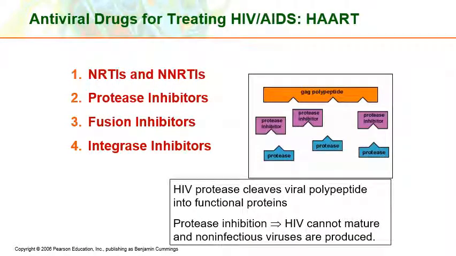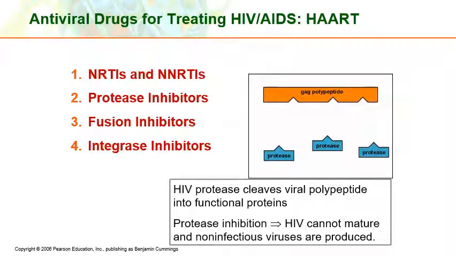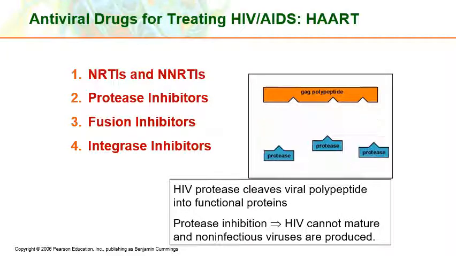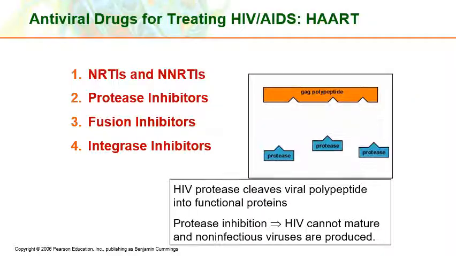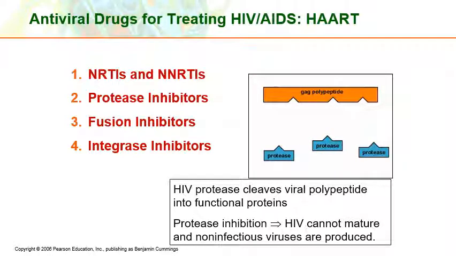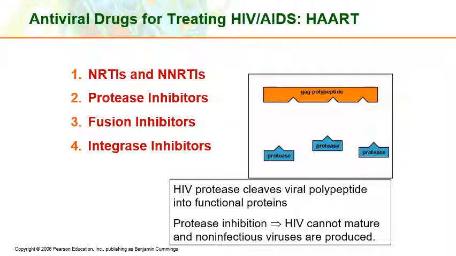We also have antiviral drugs for treating HIV/AIDS, which is called HAART. Now, we have those numbered 1, 2, 3, and 4. Number 1 is the NRTIs and the NNRTIs. Both are medications, drugs that are used in antiretroviral therapy, which is the ART, used in treating HIV/AIDS. The NRTIs are nucleoside reverse transcriptase inhibitors or nucleotide reverse transcriptase inhibitors. They work by targeting different parts of the viral life cycle, but ultimately interfere with HIV's ability to replicate.